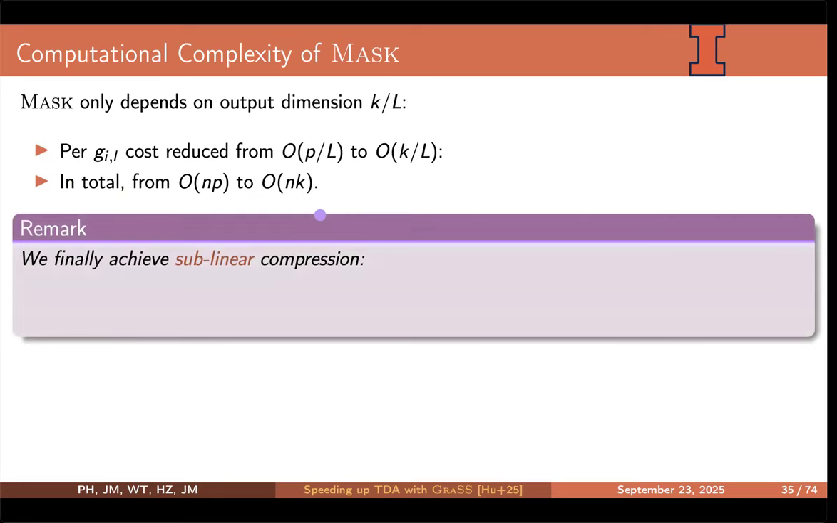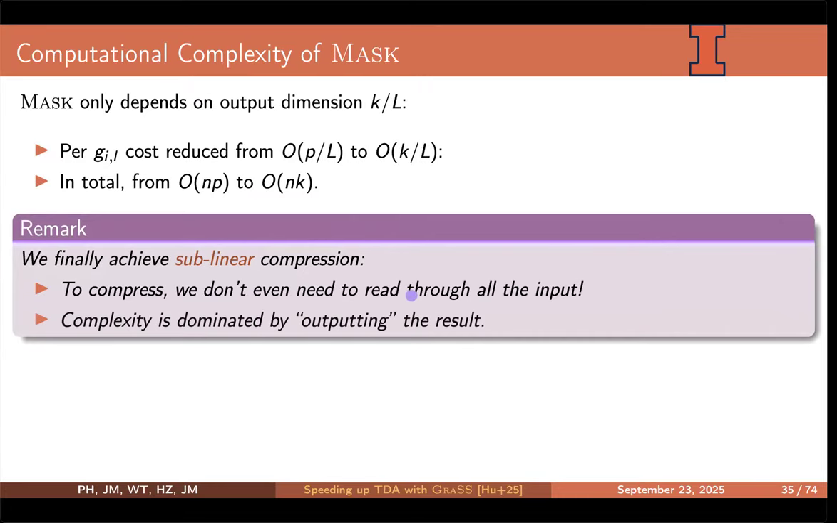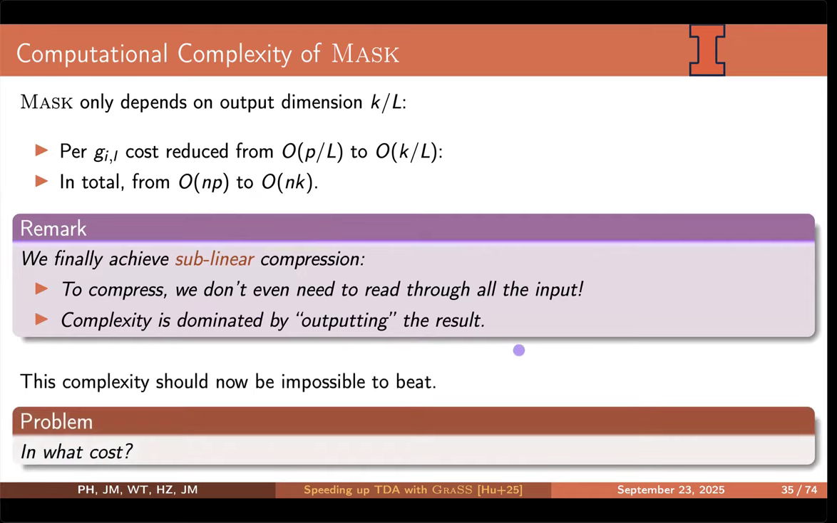So we finally achieved the so-called sublinear compression, which is even less than reading through the input. To compress, we basically don't even need to read through all the inputs. Instead, the complexity is dominated by outputting the results. So this complexity should now be impossible to beat. But another question you should now ask is, at what cost? Because this seems to be a very crude compression.